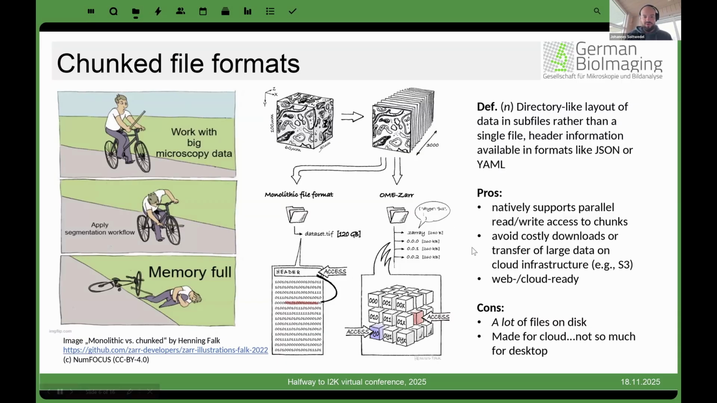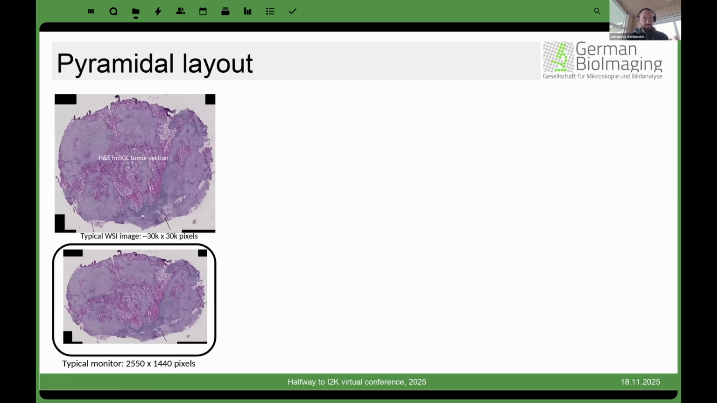And the other conceptual part I would like you to take away is the pyramidal structure of ome-zarr. Other image file formats implement this too. Consider typical whole slide image sections, which can have on the order of 30,000 by 30,000 pixels or way more. This is some data from my PhD. I think it's a mouse tissue slice. But your monitor, I think mine has only 2,500 by 1,400 pixels, which is, I think, standard ultra high definition. So there's really no point in loading 30,000 by 30,000 pixels into your memory if your computer is only going to be able to show you a tiny proportion of them.